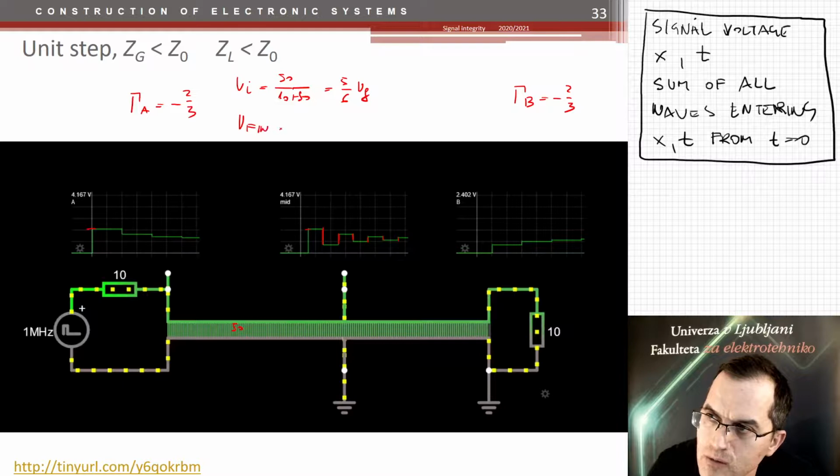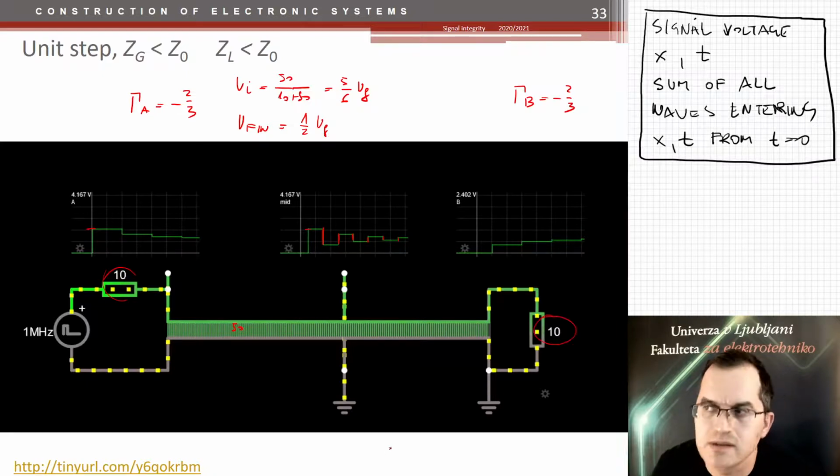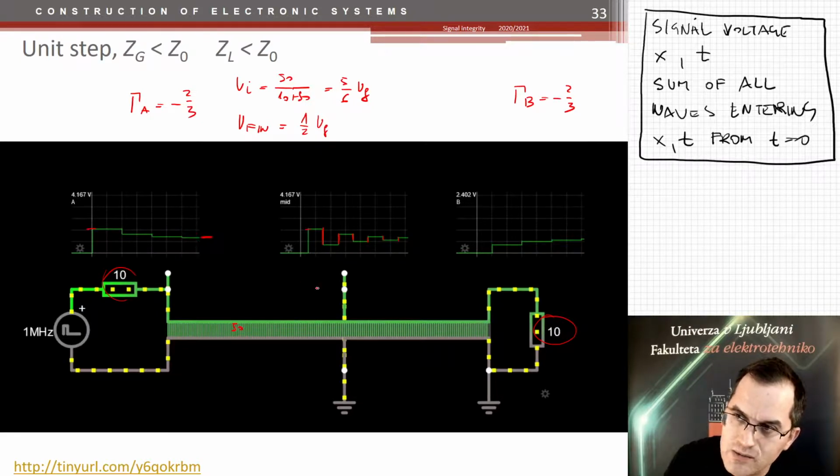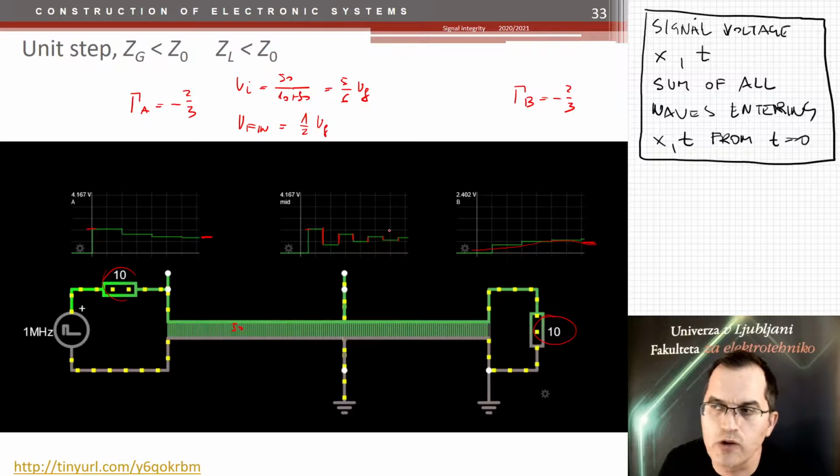What is the final value of the signal? The final generator value would be generator voltage divided by half. Why? 10 ohms, 10 ohms. That's the final voltage. But how do we get there? On the generator side, we get from the top side to this value, and on the load side, we get from bottom up to this value. And somewhere in the middle, we have the bouncing of these signals.